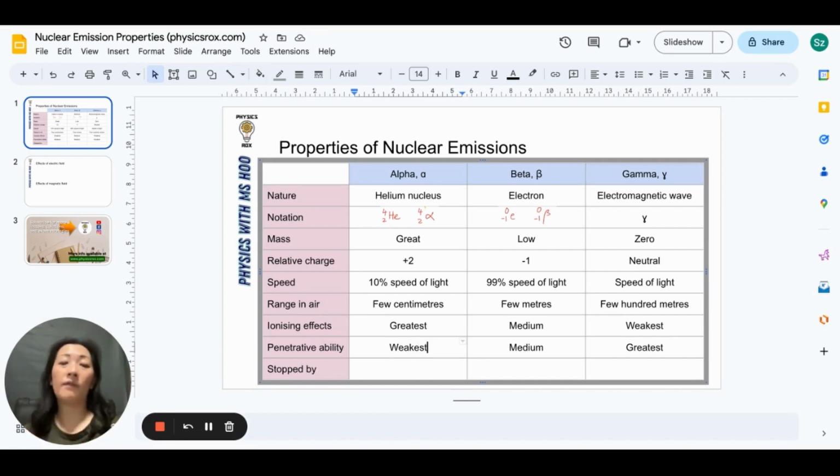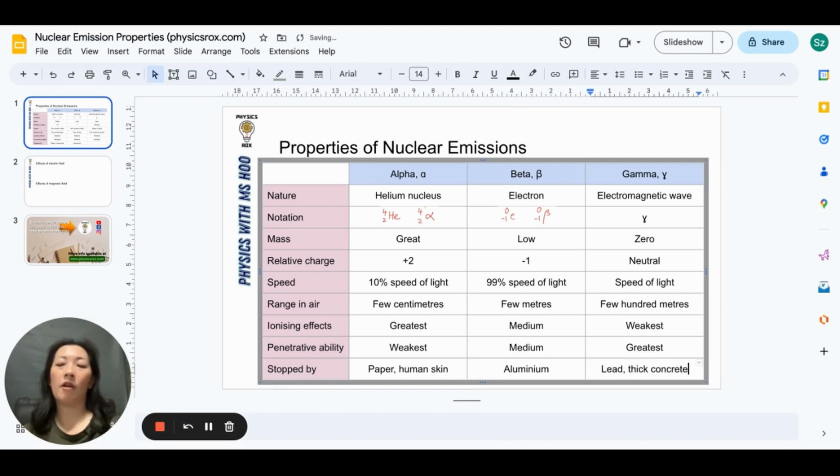And remember, the reason for this is because of the nature of alpha, beta, and gamma. You also need to remember what can stop alpha, beta, and gamma, essentially what the shields are. Alpha can be stopped by paper or human skin. Beta can be stopped by aluminium, while gamma can't really be stopped, but it can be reduced with lead or very thick concrete.